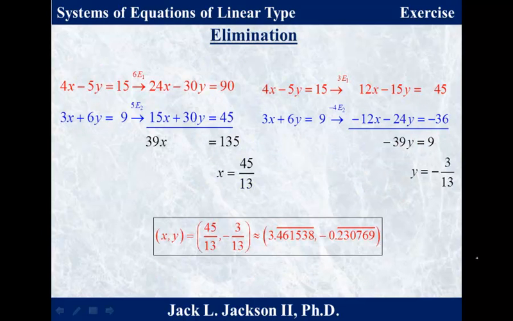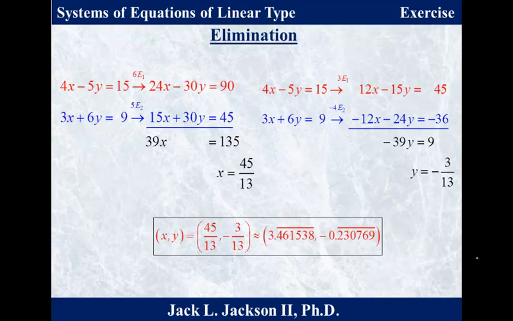How about elimination? If I were doing this by hand, this might be the way I would do it. We can eliminate the y's by multiplying the first equation by 6 and the second one by 5. That gives us 24x minus 30y equals 90. And the second one multiplied by 5.